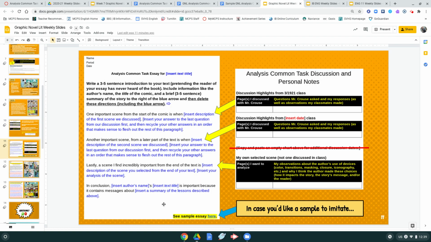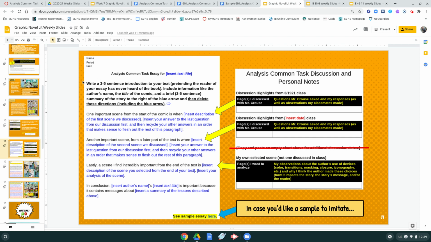Right, the template looks like this. If you look at the top, you would type your name over top of where it says name, put in the period number, put in the date, analysis, common task, essay 4, and it says insert your text title. So if you're working with Blankets, it would be Blankets. If you're doing Persepolis, put in Persepolis, etc. Please note that the title is italicized, right? You always italicize the name of books. Then the next part of the instruction.